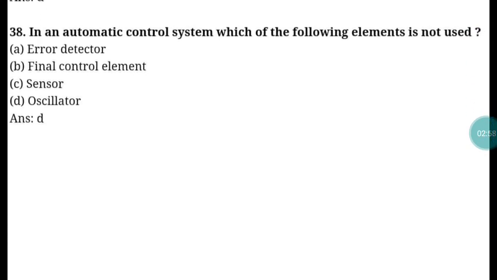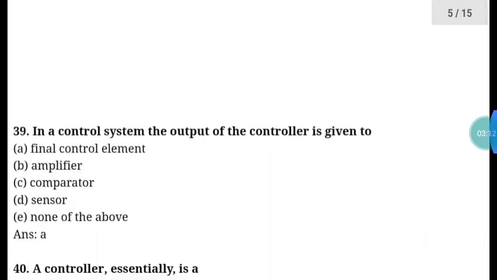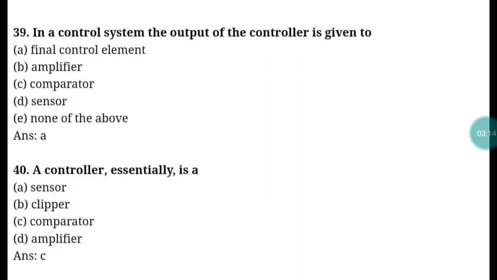Question number 38. In an automatic control system, which of the following elements is not used? An oscillator is not used in an automatic control system. Correct answer is option D, oscillator. Question number 39. In a control system, the output of the controller is given to a final control element. Option A will be your right answer.